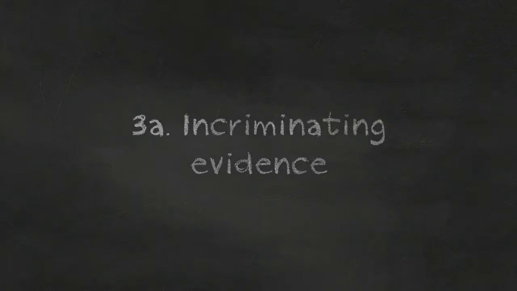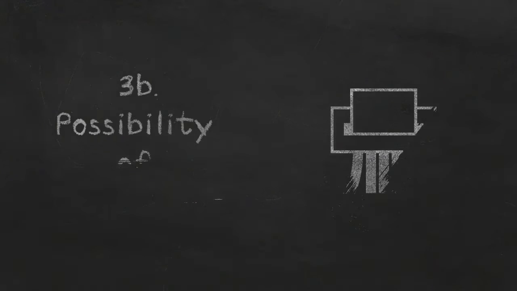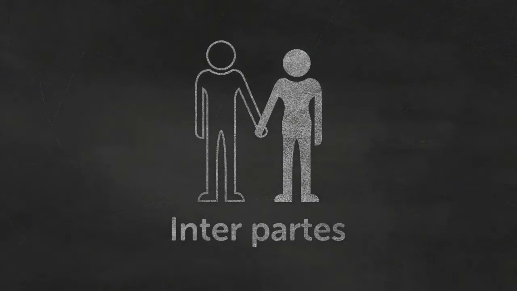The first part of the third requirement is that the defendants have in their possession incriminating evidence. And the second part of the requirement is that there is a reasonable possibility that the defendants may destroy the evidence before an inter partes application can be made. An inter partes application involves both parties instead of just the plaintiff.